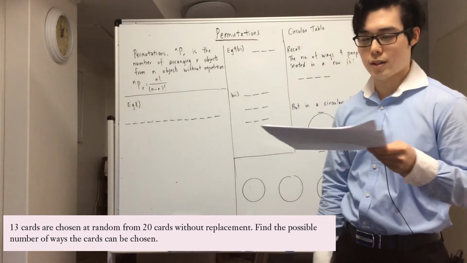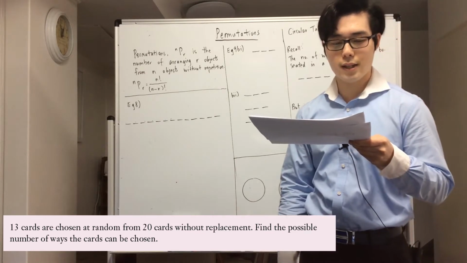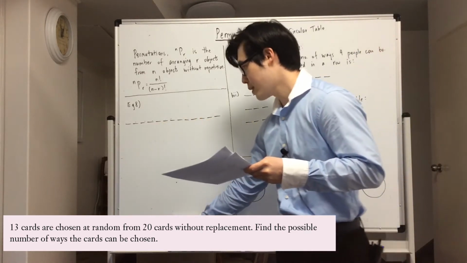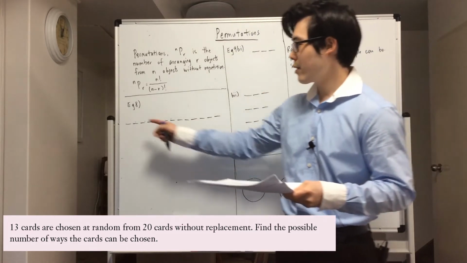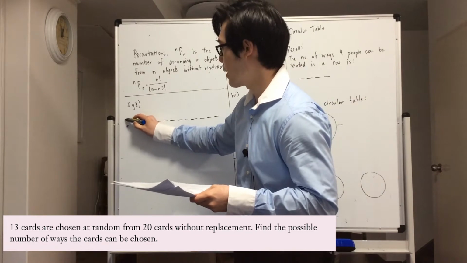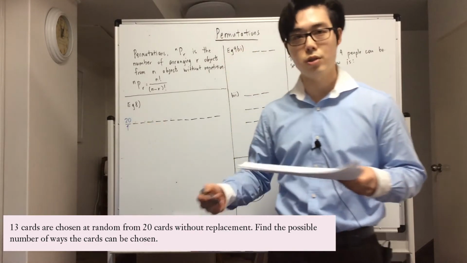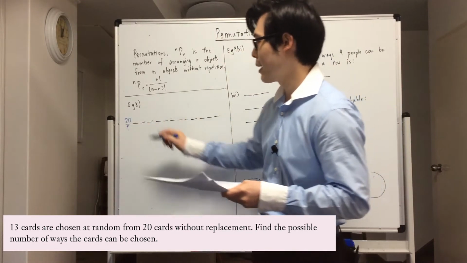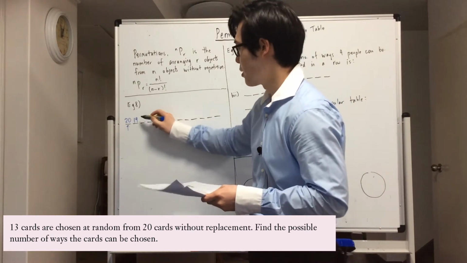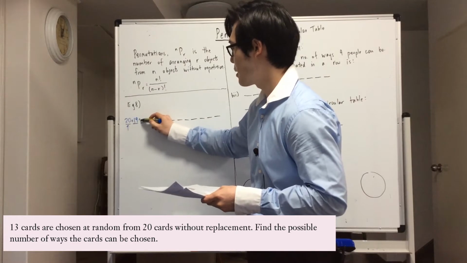Okay, so with this question, because you're choosing 13 cards, I've drawn 13 spaces here, and let's do this question like we usually do. If there are 13 cards, there are 13 spaces. So that means for our first pick, we have 20 cards to choose from. And then once we pick a card, for the second card, I have 19 cards to choose from, and so on. So let me fill out all these spaces.